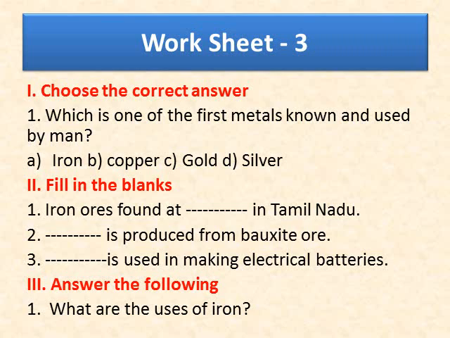Roman number 2. Question number 1. Iron ores are found at dash in Tamilnadu. Question number 2. Dash is produced from bauxite ore. Question number 3. Dash is used in making electrical batteries. Roman number 3. Answer the following. Question number 1. What are the uses of iron?